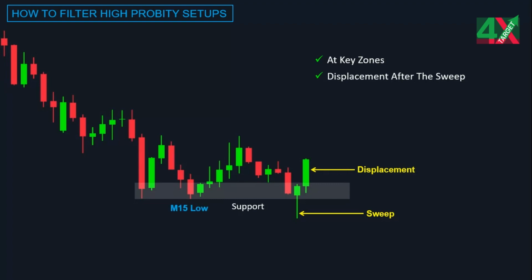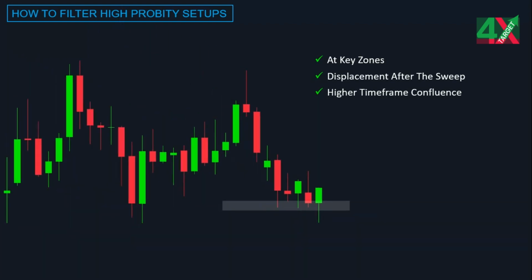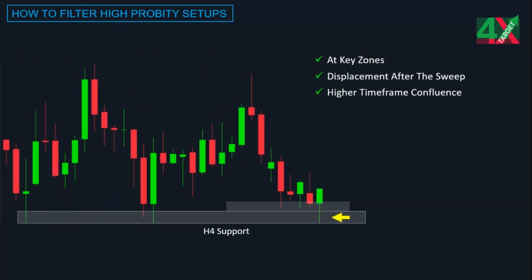The best setups happen when what you see on the lower timeframe lines up with the higher timeframe. For example, you might notice liquidity swept below a recent low on the 15-minute chart. But when you zoom out to the 4-hour, that same sweep is tapping directly into a major support or demand zone. That confluence makes it a much higher probability setup, because price is rejecting from a critical higher timeframe level.